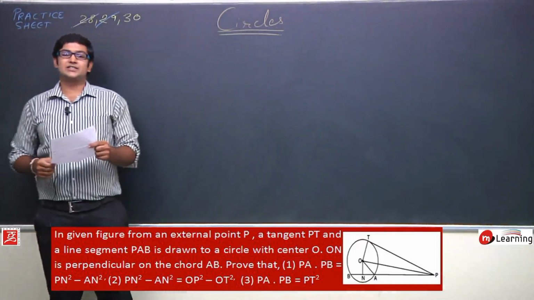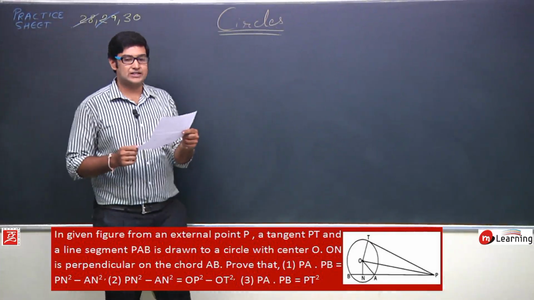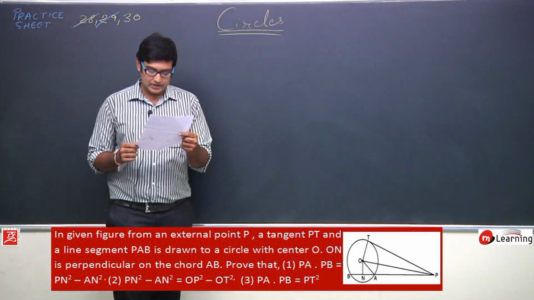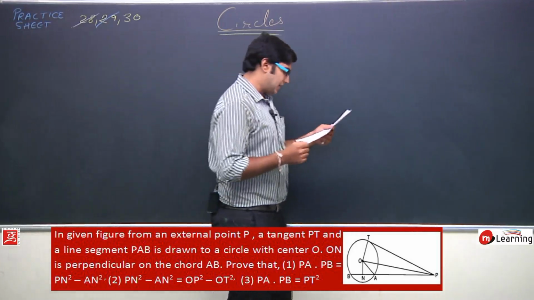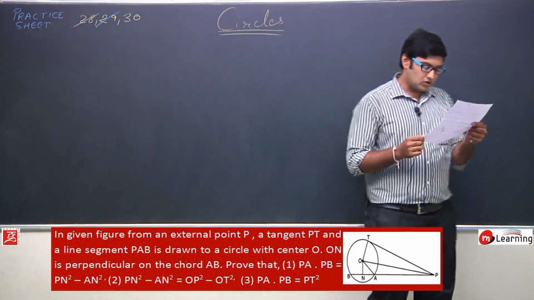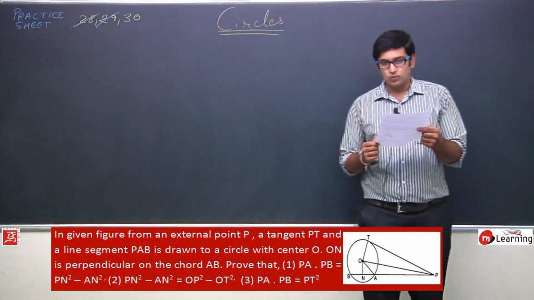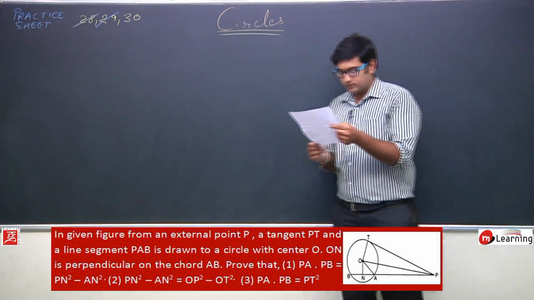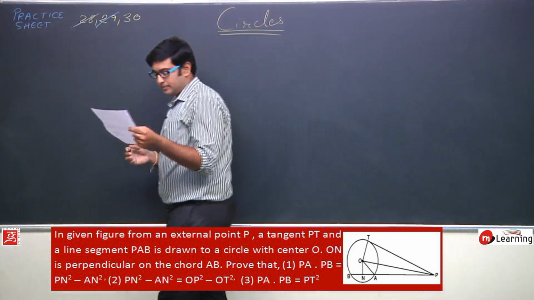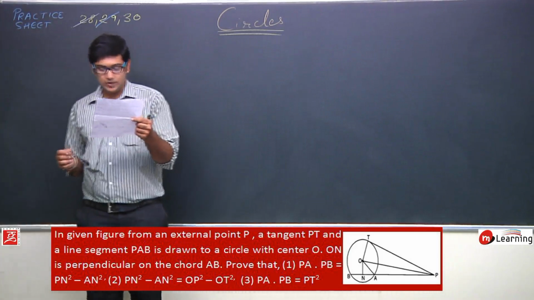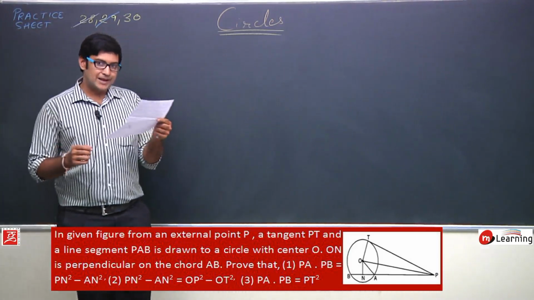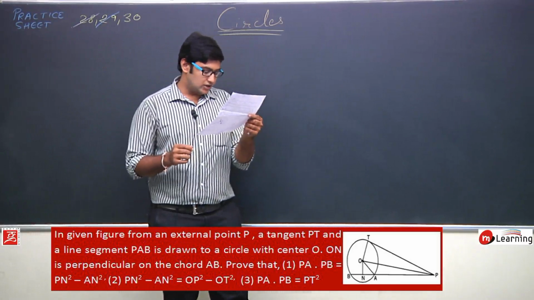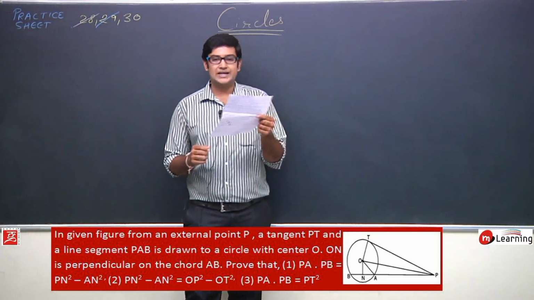Okay, let us now discuss the next question, that is question number 30 from the practice sheet. Question number 30 says, in the given figure, from an external point P, a tangent PT and a line segment PAB is drawn to a circle with center O. ON is perpendicular to the chord AB. Prove that first, PA into PB is equal to PN square minus AN square. Second, PN square minus AN square is equal to OP square minus OT square. Third, PA into PB is equal to PT square.